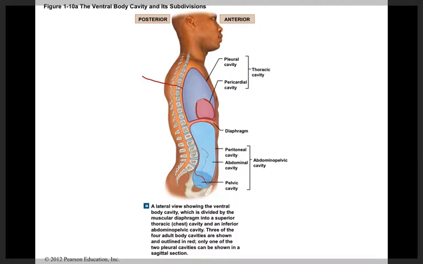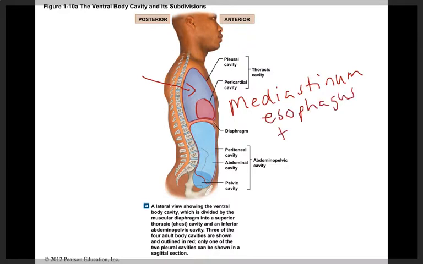The ventral cavity again contains two pleural cavities. Each one of those pleural cavities contains the lung, so there's a right pleural cavity and a left pleural cavity. In between the two pleural cavities is a space that's called the mediastinum. And within this mediastinum area are some major structures such as the esophagus and the trachea and some of the major blood vessels coming off of the heart. And also within the mediastinum area is the pericardial cavity. And the pericardial cavity is the cavity where the heart is found. So those are the things that are in the mediastinum area.